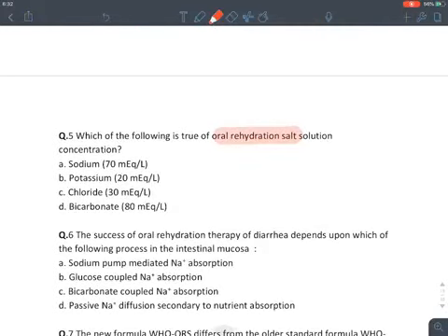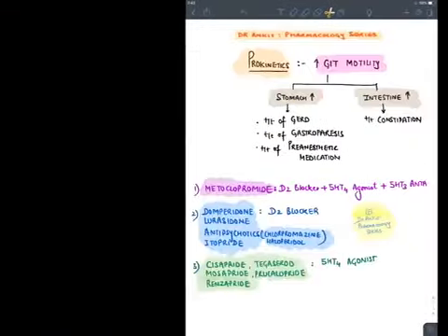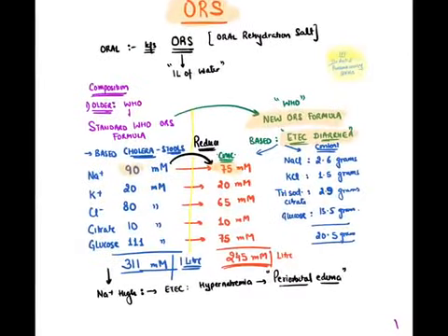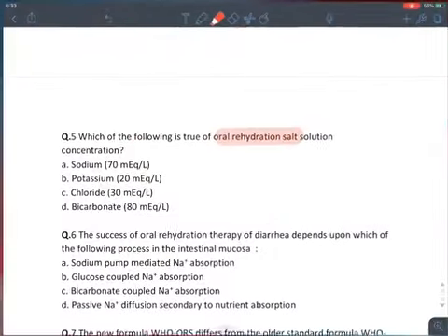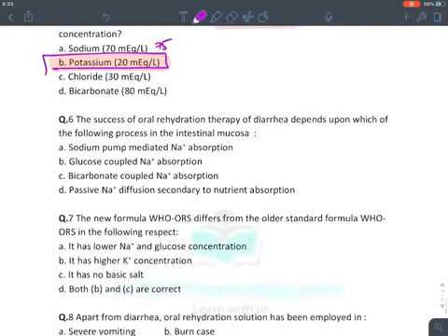Which of the following oral rehydration salt solution concentrations is correct? I'll show you that list again. Just see that list of ORS composition. So this was the composition. On the right side we have new ORS: sodium 75, potassium 20, chloride 65, citrate 10 and glucose 75. Total 245. Okay. So keeping this in mind, let's see the options. Sodium 70, no sir, it's 75. Potassium 20, it's absolutely true. So the answer out here is B.